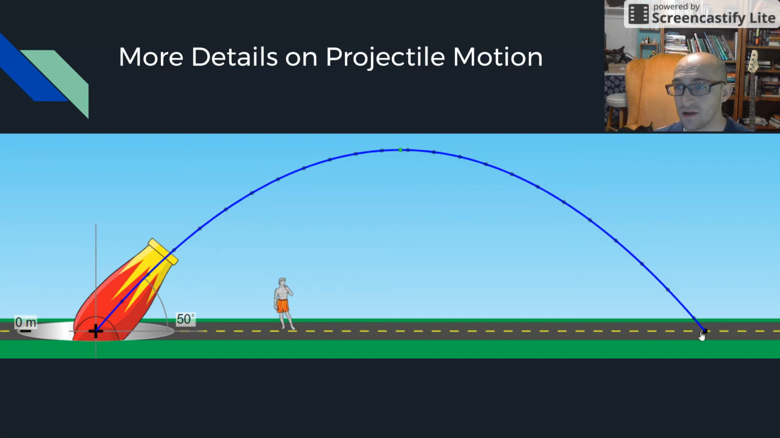By the time I get over here, all right, well, my y displacement is 0, my x displacement is maximized, my y velocity is the same as the initial y velocity, and my x velocity is the same that it was because it never changed.